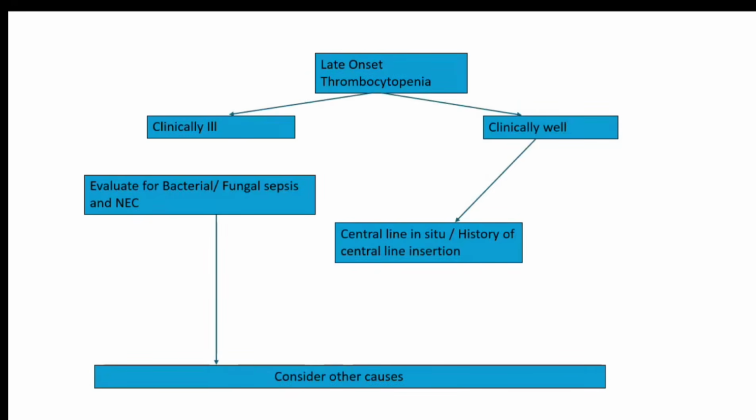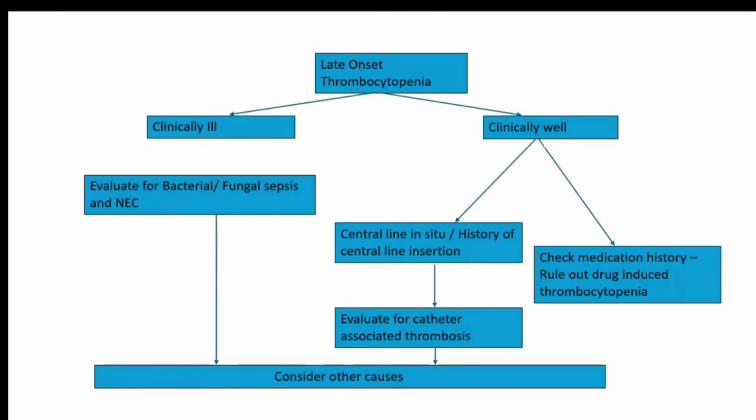to give a higher concentration of dextrose. So those babies, because of that central line which was inserted earlier, sometimes may have some catheter associated thrombosis, and that may be a cause for thrombocytopenia. And you have to look for medication history because it is not very uncommon for neonates to have thrombocytopenia secondary to medications which we are using. So drug-induced thrombocytopenia can be a possibility. If all that is ruled out, you have to look for other causes.